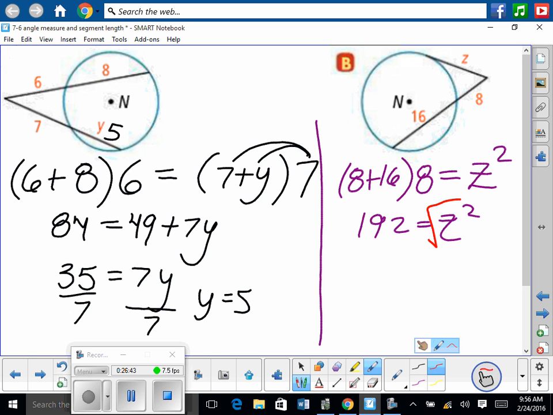Yep. And then technically we would put a plus and minus, right? Yes. But a minus answer won't matter in this problem, so we throw out the minus answer. Take your calculator. The square root of 192 is 13.9. We're down to 1 decimal place. There's our z.